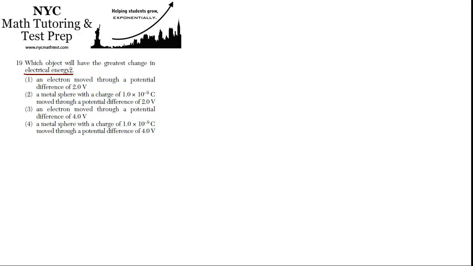If you look on your formula sheet, you'll find the descriptions of each of the different parameters and what they are in words. And for work, on the sheet with the electrical formulas, it says work, and then in parentheses it says electrical energy. So even if you didn't know before the Regents, they've given you the key words. So basically they're saying, for which of these scenarios will the most work be done?